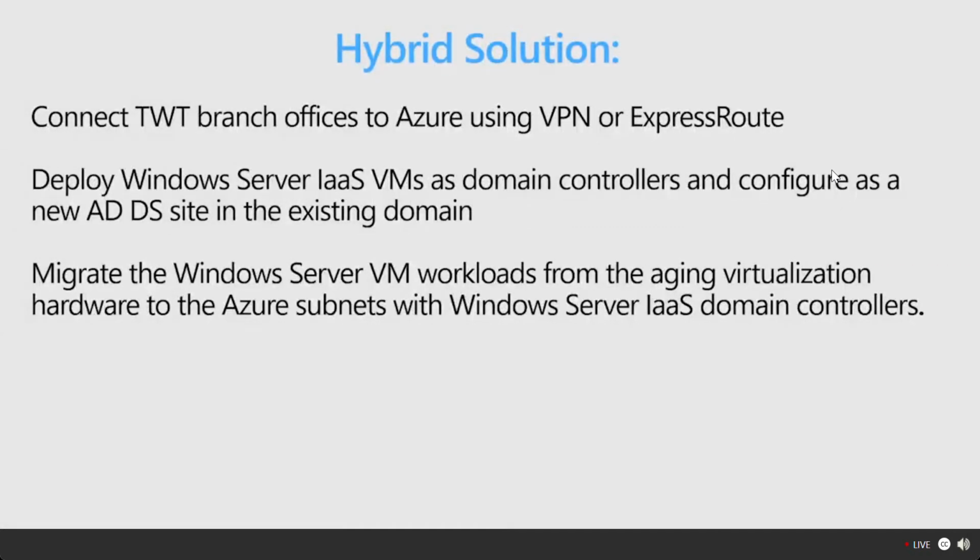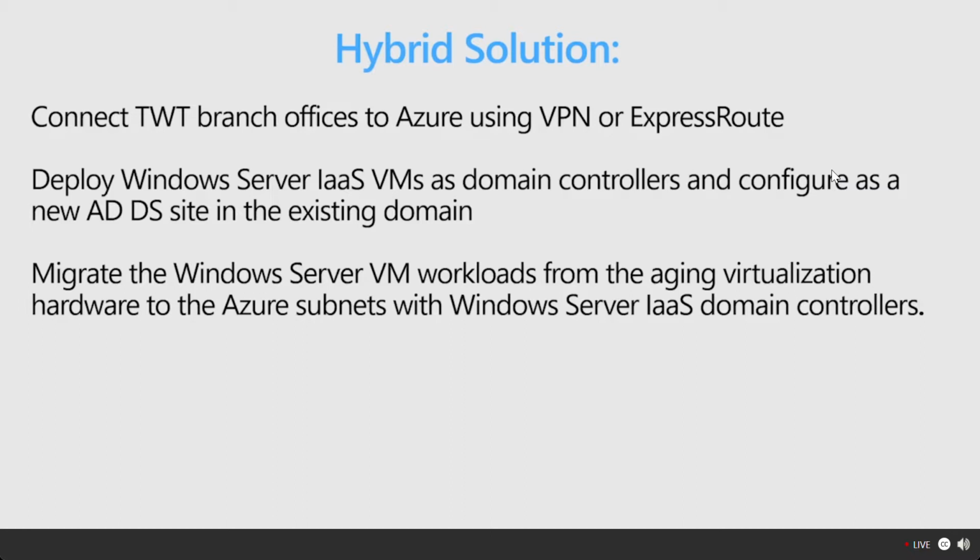Well, one of the things that we could do is connect each Tailwind Traders branch office to Azure using a VPN or ExpressRoute. A VPN, Virtual Private Network, is an encrypted connection that runs over the internet. ExpressRoute is a high-speed fiber optic connection that runs straight over a private link that doesn't cross the internet into an Azure data center.